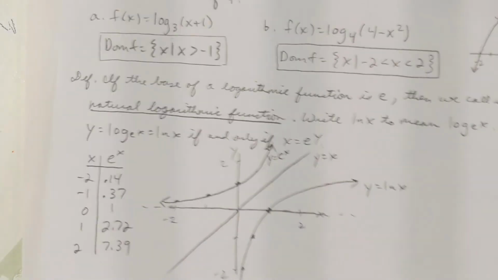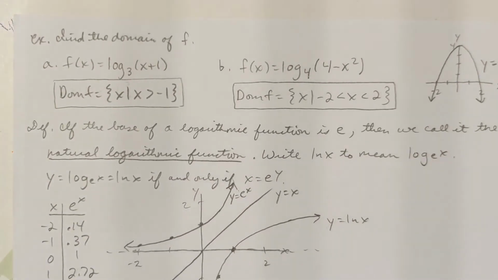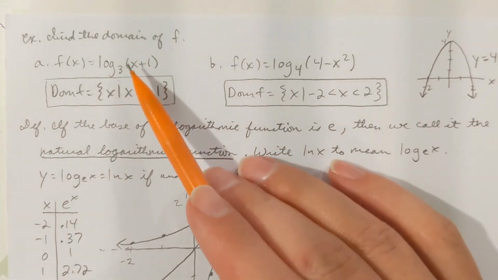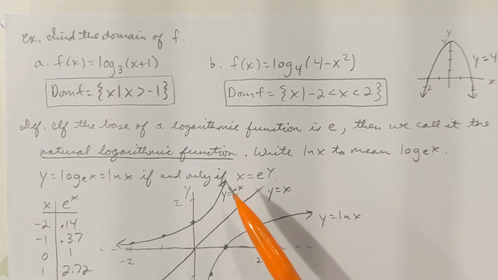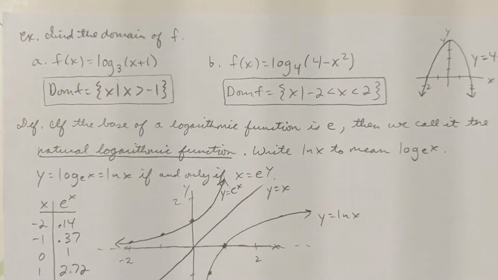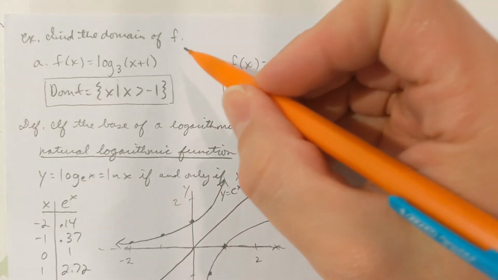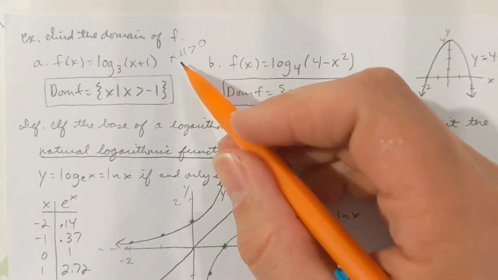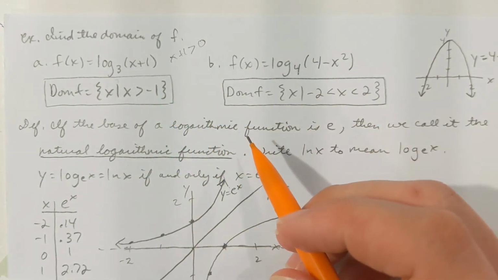Next thing I want to talk about is finding the domain of a logarithmic function. I mentioned that the overall input into a logarithm can't be 0 and it can't be negative. So in this problem, in part A, I've got f of x equal log base 3 of x plus 1. I want to state the domain of f. Well, x plus 1 can't be negative and it can't be 0. So if I were to set up a side calculation here, I would want x plus 1 to be strictly greater than 0, or x would have to be greater than negative 1.